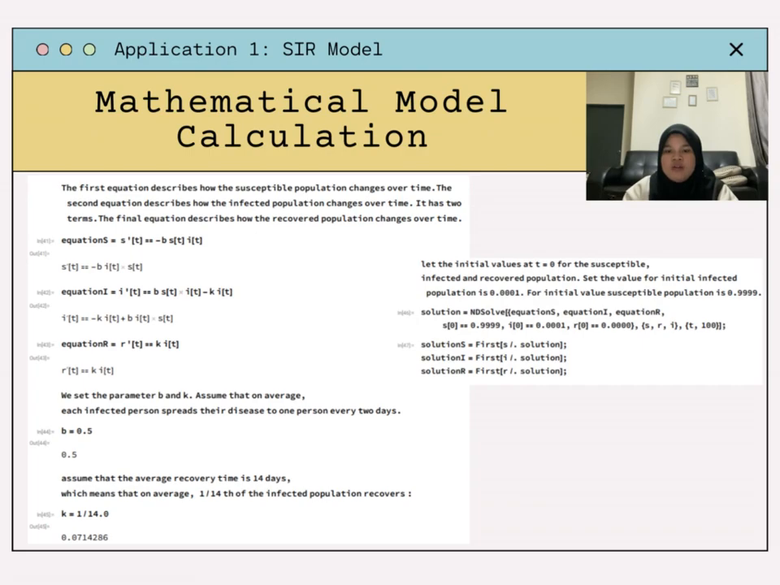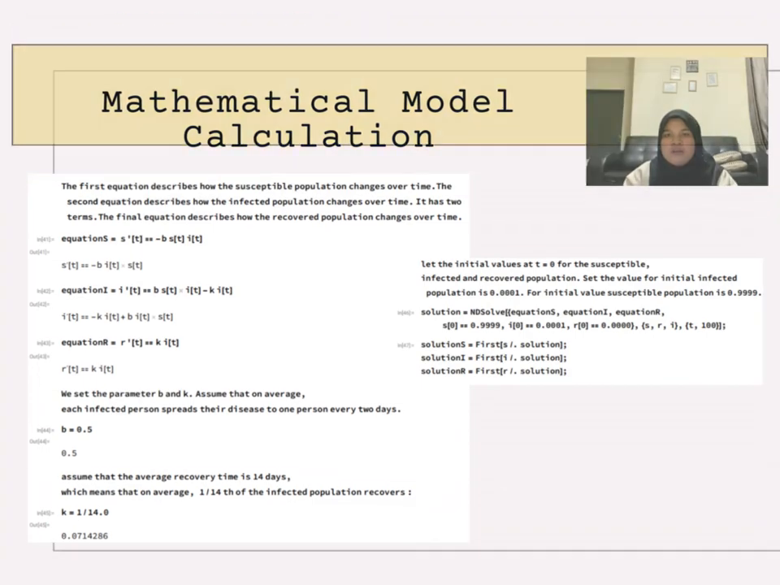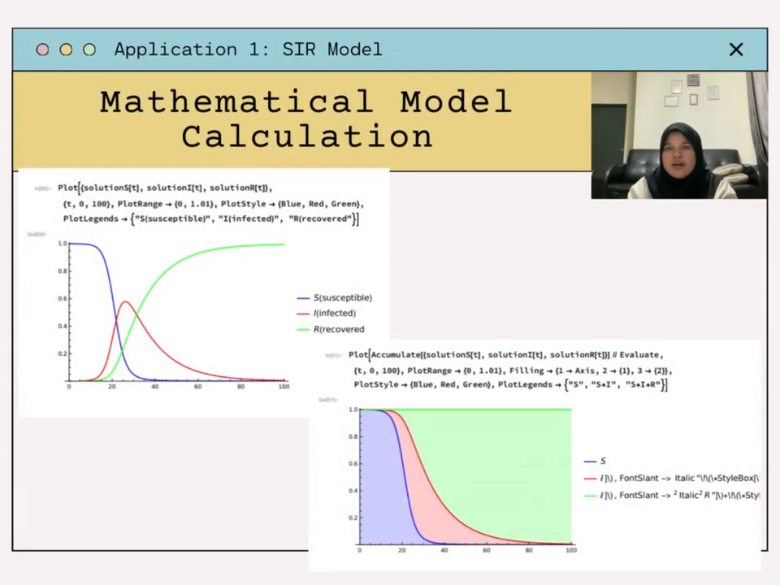Let the initial values at t equals 0 for the S, I, and R populations. Set the value for the I population as 0.0001 and the S population as 0.9999. Next, to plot the graph for the SIR model, we use the Plot command to see the movement of the SIR model graph. We can also use PlotLegends to indicate the three variables that we use, which are the S, I, and R populations.